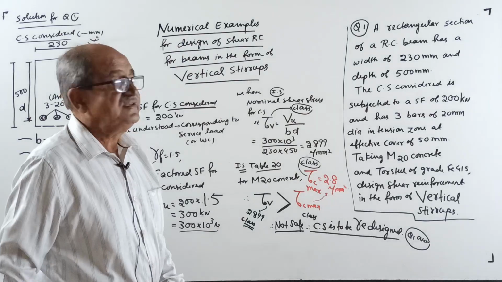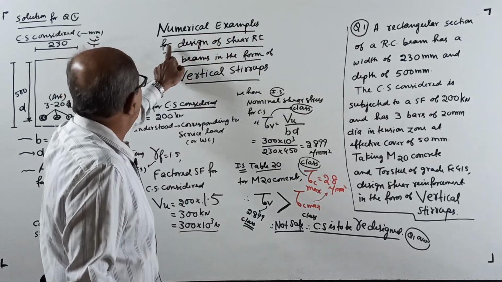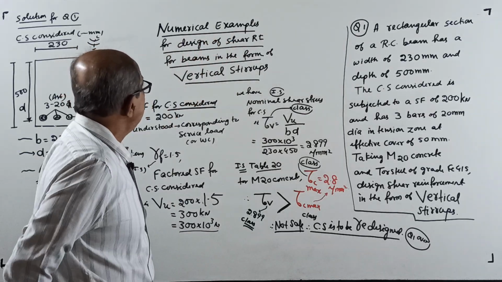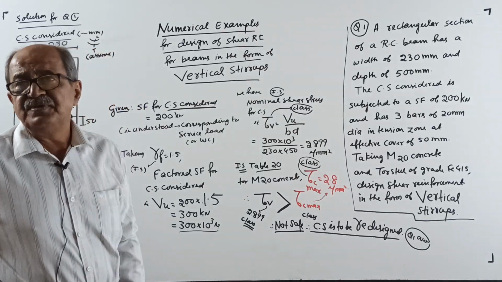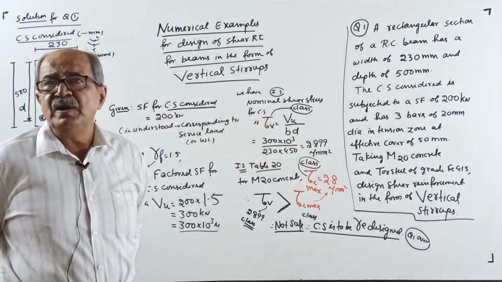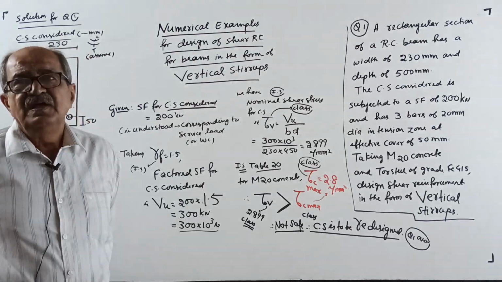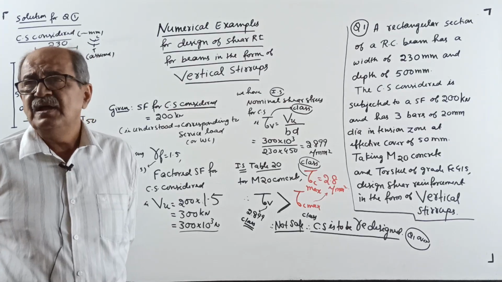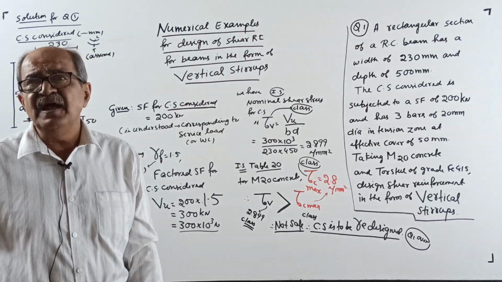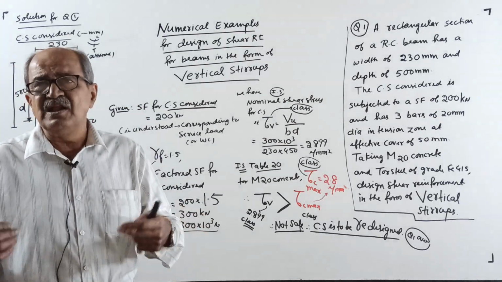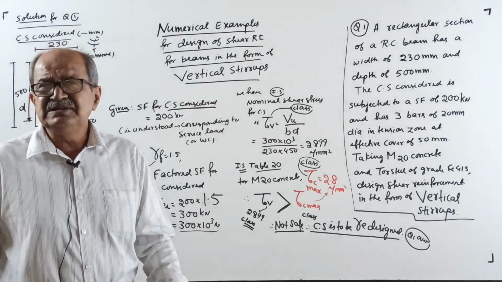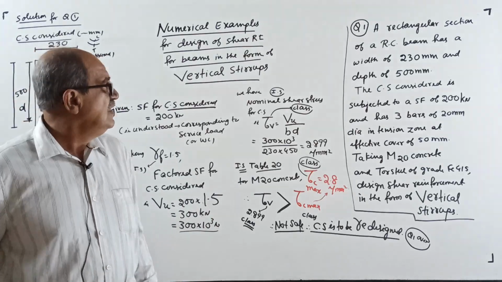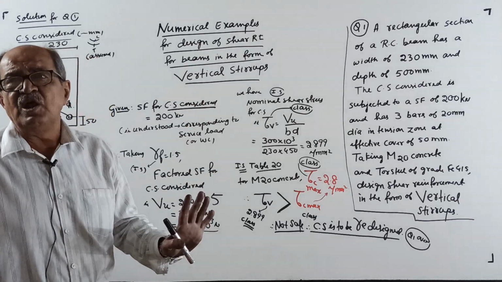Today in this class, numerical examples for design of shear reinforcement for beams in the form of vertical stirrups. In previous part 1, I have given the procedure. So many examples I have given. I told the correct concept, and for our easy understanding, some financial matters also I told. Just the purpose is to make it clear. Now, I will not tell all those things again.